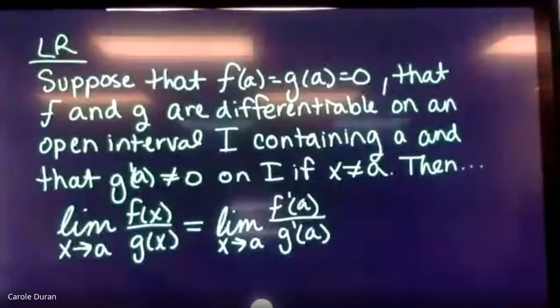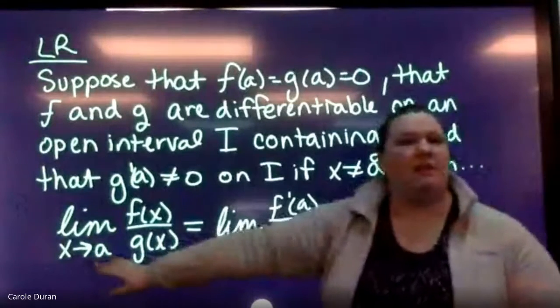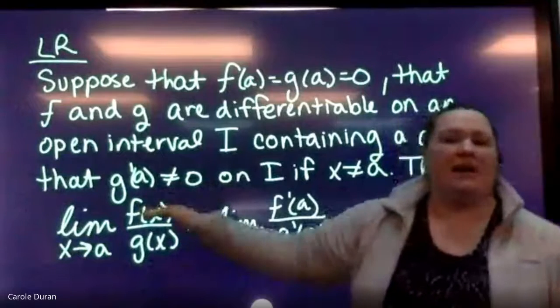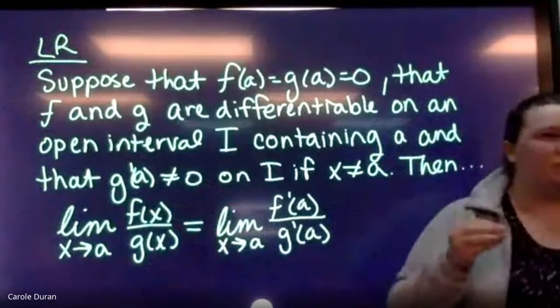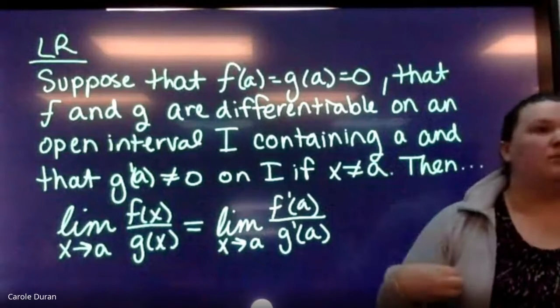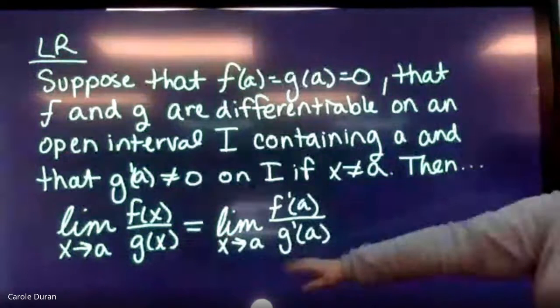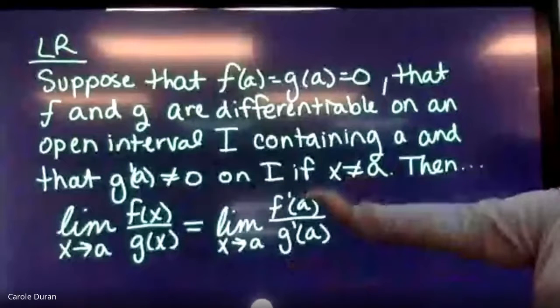So pretty much what L'Hopital's rule says is if I take the limit of a function as x goes to a, and my function is f over g, so it's a division of two functions. If I get an indeterminate form 0 over 0, then this is equal to the limit as x goes to a of the derivative of my top over the derivative of my bottom with a plugged into it. I know it sounds really confusing, but we will do several examples, and it will make more sense.